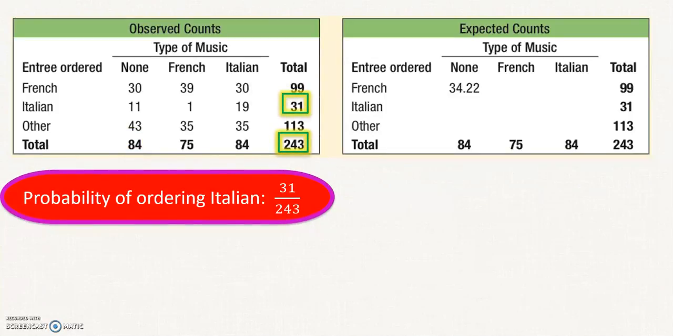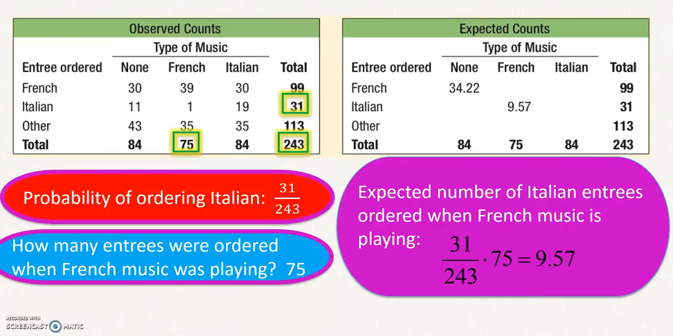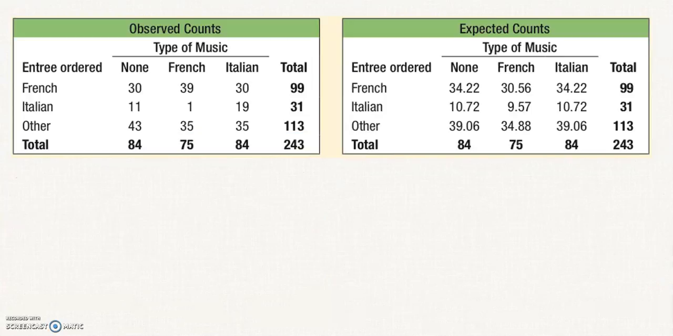How about the probability of ordering Italian? The probability of ordering Italian is 31 out of 243. How many entrees were ordered when French music was playing? That's 75. So the expected number of Italian entrees ordered when French music is playing is 31 times 75 divided by 243, and you get 9.57. And I filled that in for us. You could continue this pattern and find all the expected counts, which they would expect that you do. And there they are.